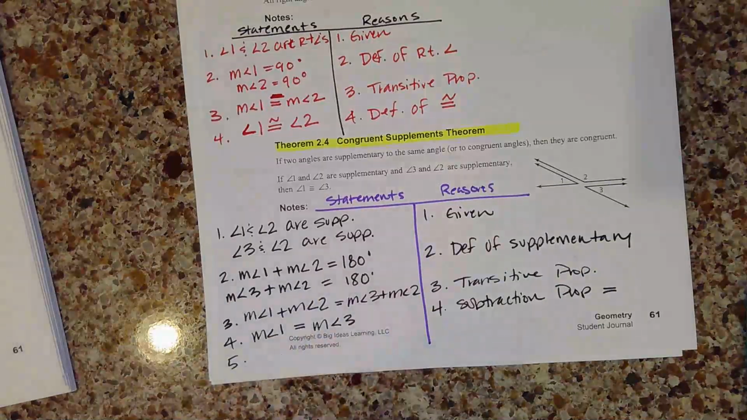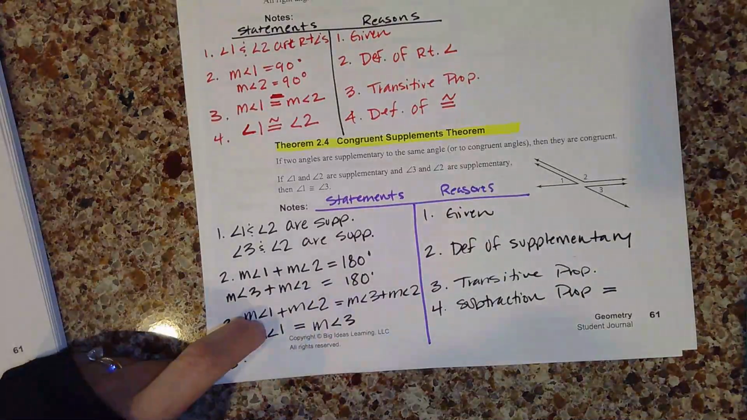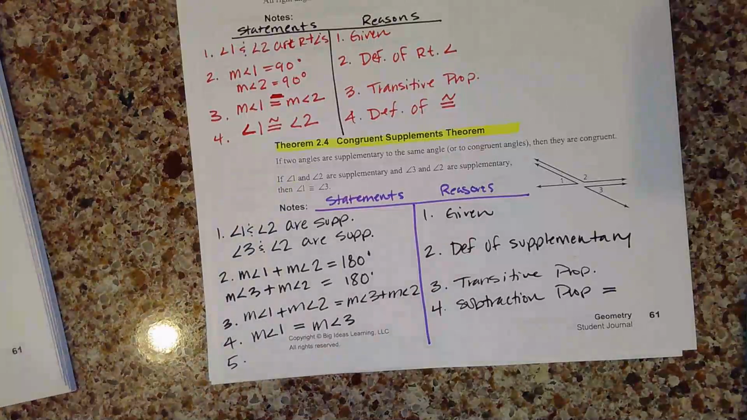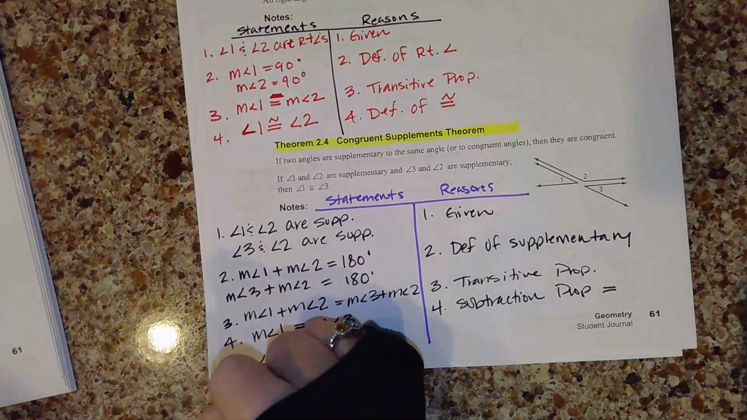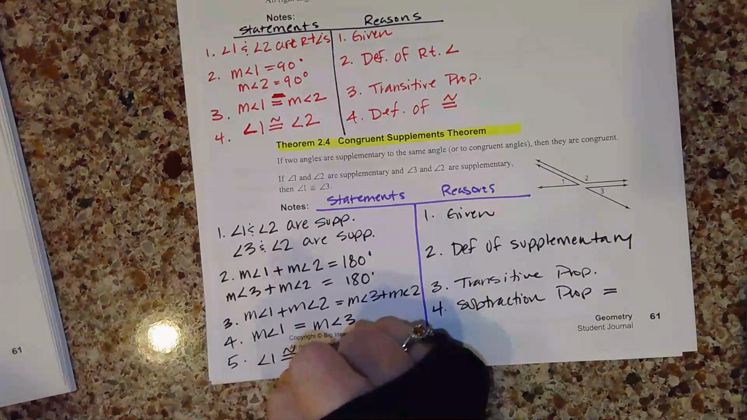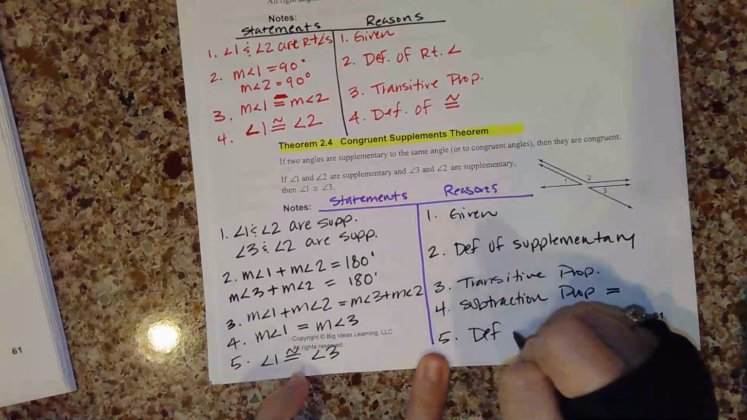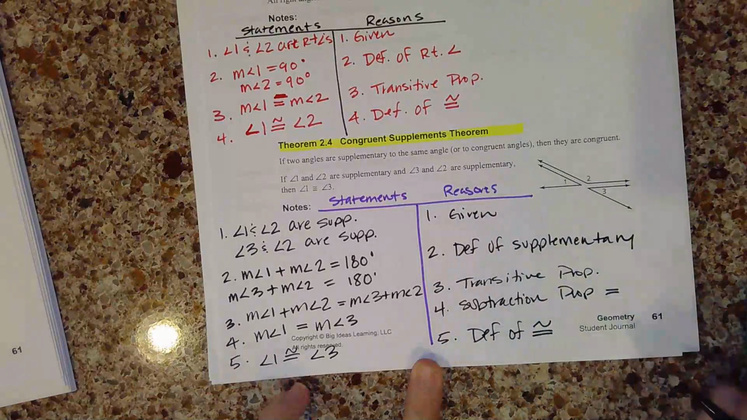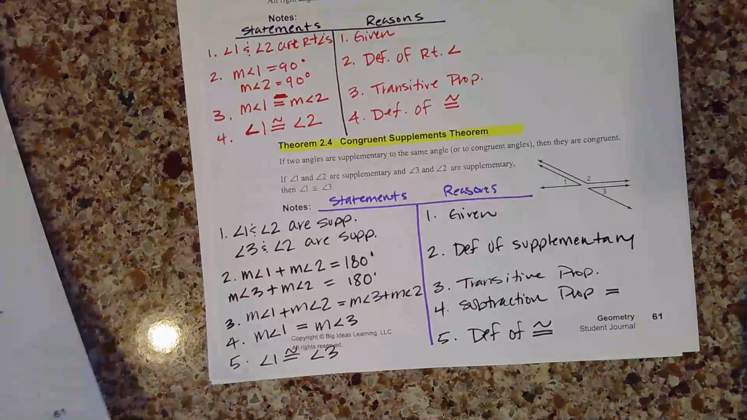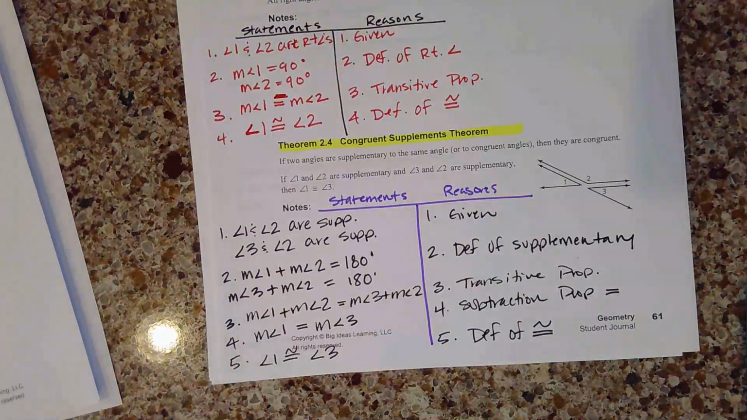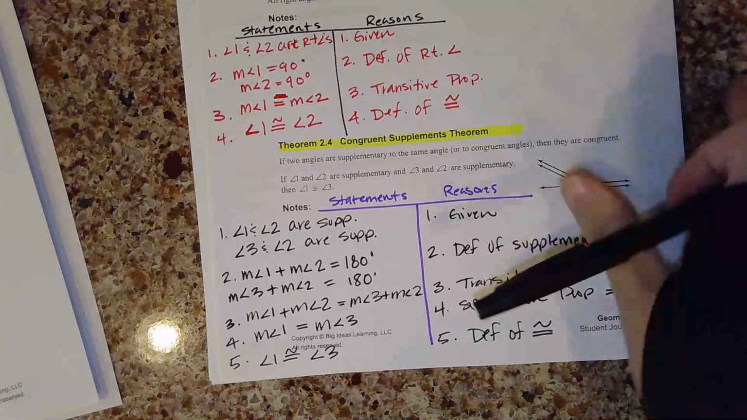Now we're in the home stretch. One more statement. We already know that their measures are equal. How do we say that they're congruent? Well, we know that angle 1 is congruent to angle 3 by definition of congruence. And that would be your proof for that particular theorem.